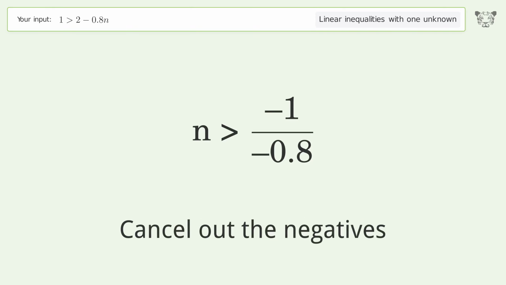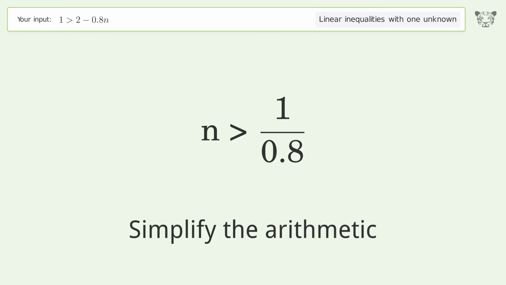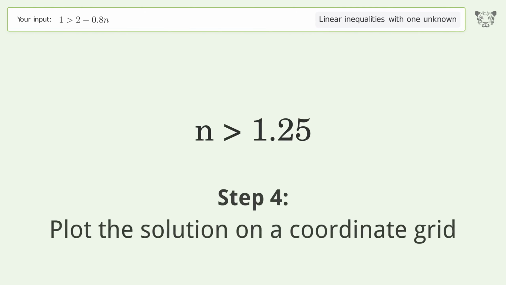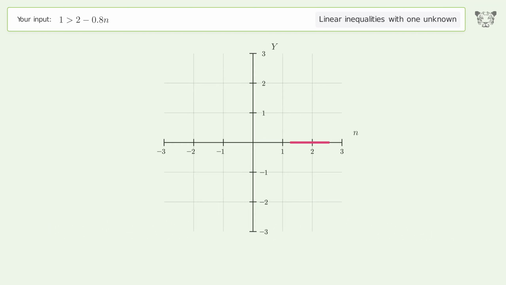Cancel out the negatives. Simplify the arithmetic. Plot the solution on a coordinate grid. And so the final result is n greater than 1.25.